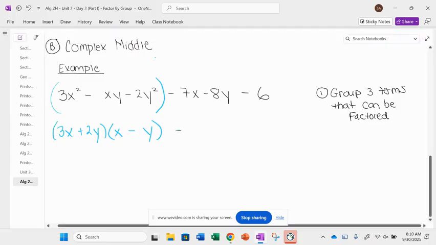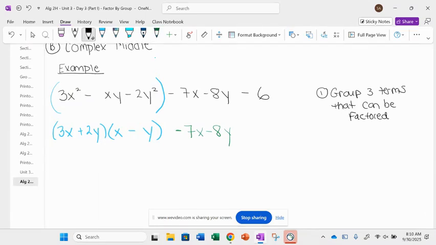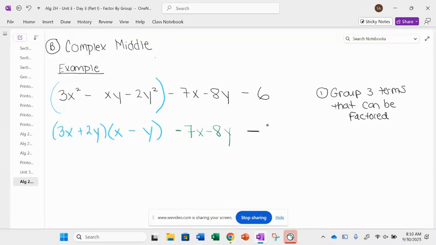So I'm going to use different colors here. That's negative 7x minus 8y. I'm just bringing the rest down. And then minus 6. Everybody okay with what I've done so far? All I did was group 3 terms together and then I factored.